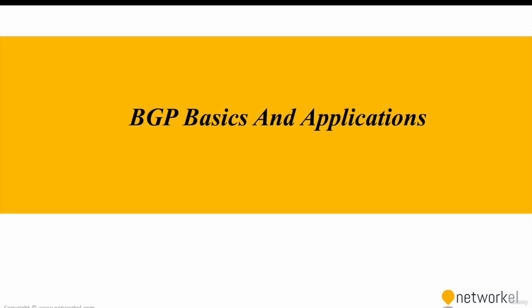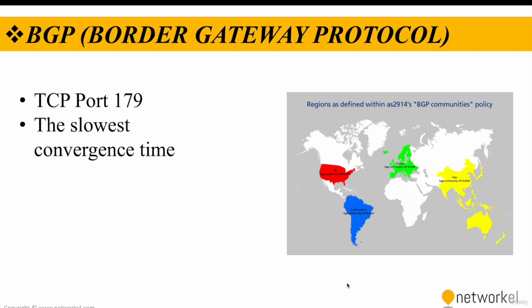In this video, we will talk about BGP Basics and Applications, guys. BGP, the Border Gateway Protocol, is the protocol used to exchange routing information between different autonomous systems most of the time on the internet. So it determines the best paths for data to travel across interconnected networks.